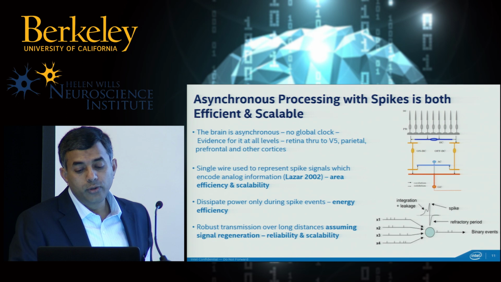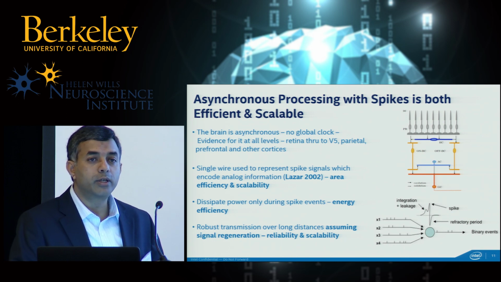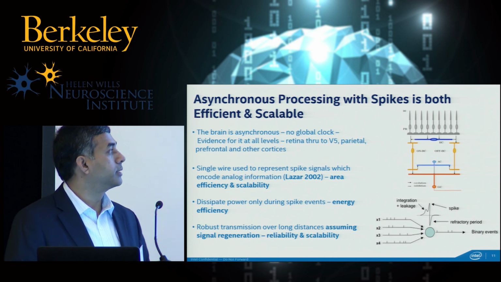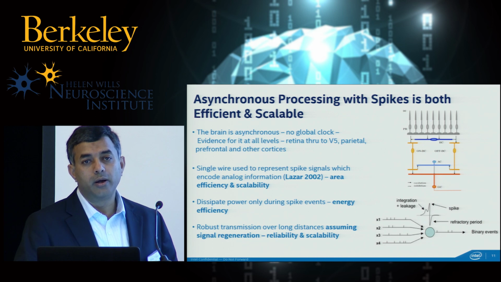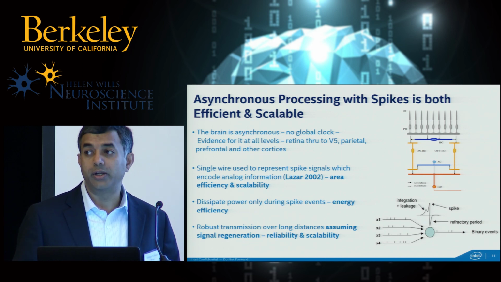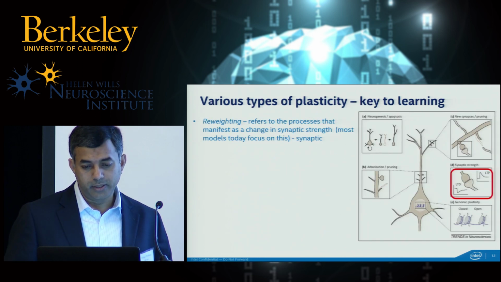And then there are also the challenges in transmitting analog information along channels, where you have to transmit both the amplitude and the timing information, which can be overcome if you have some signal regeneration. You can get reliable transmission of spike signals over long distances, thereby ensuring reliability when you try to put millions of these together. So these are some of the interesting things.